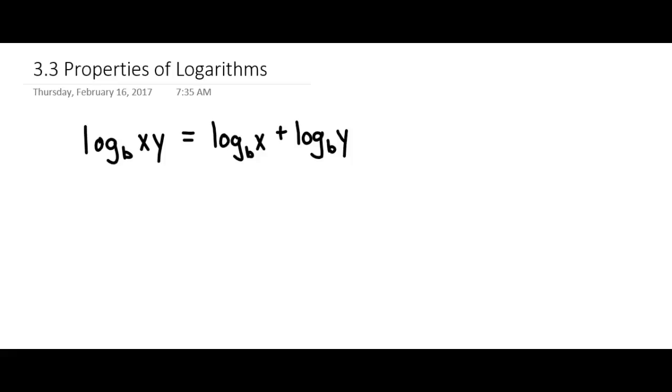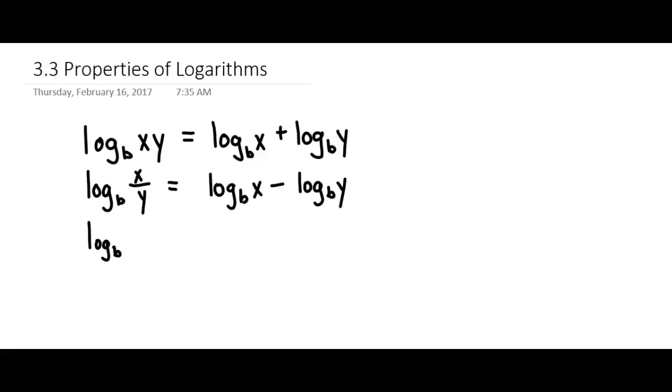the second factor. Another property of logs, which is similar to that, is the quotient property, which says log base b of x over y is equal to log base b of x minus log base b of y. The third property is the power property, which states that log with a base b of x to the p power is equal to p times log base b of x.